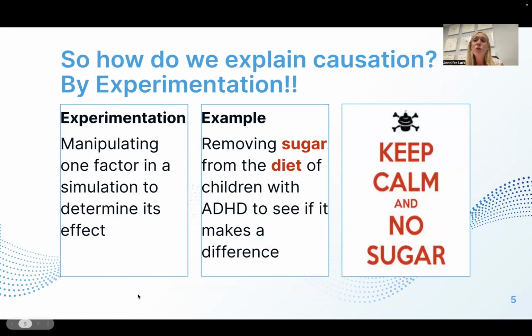Let's say that I do want to establish a cause and effect relationship between variables. And let's say that I'm operating under a working hypothesis. You can kind of see the middle box there under where it says example. Let's say that my hypothesis is that children with ADHD who consume less sugar will have improved attention.